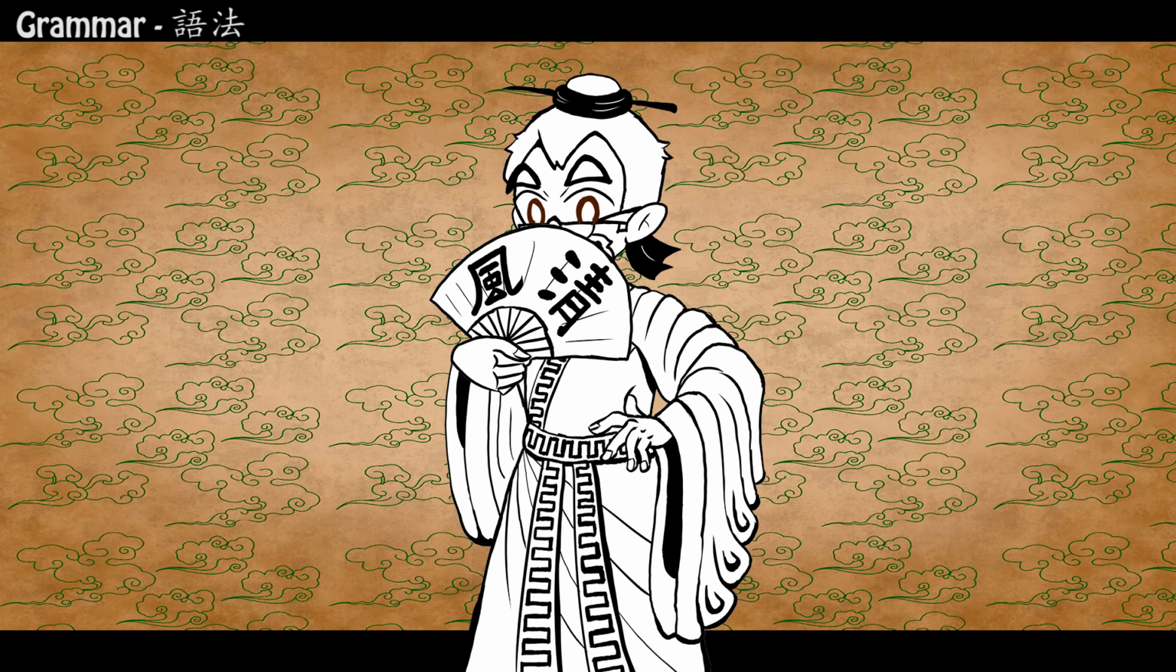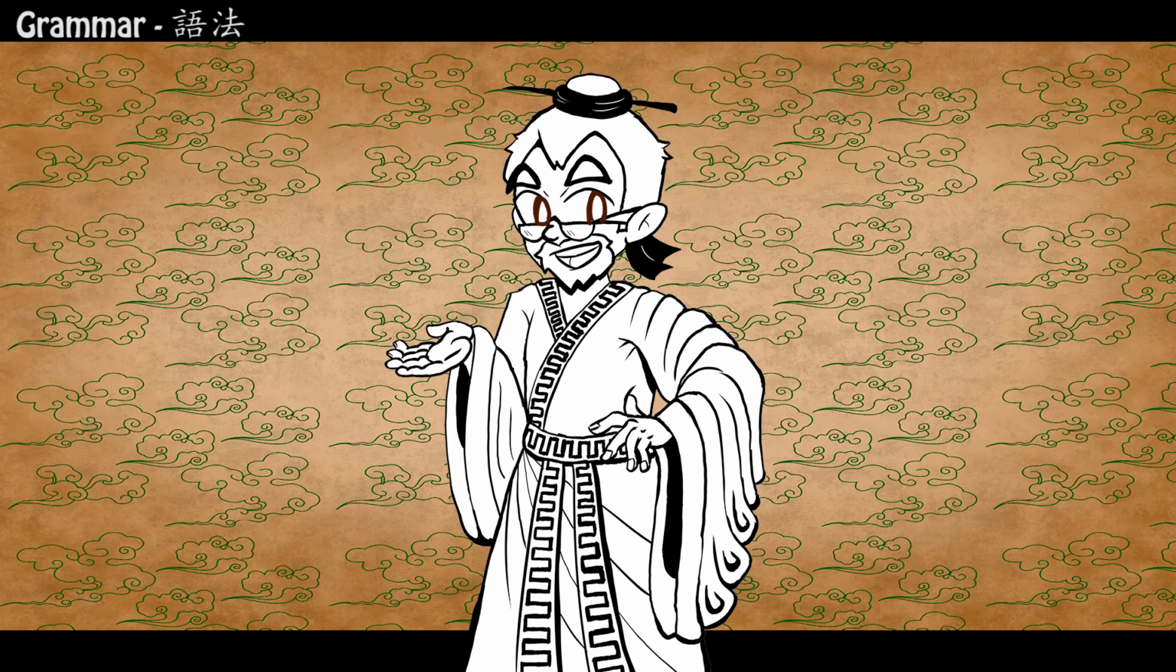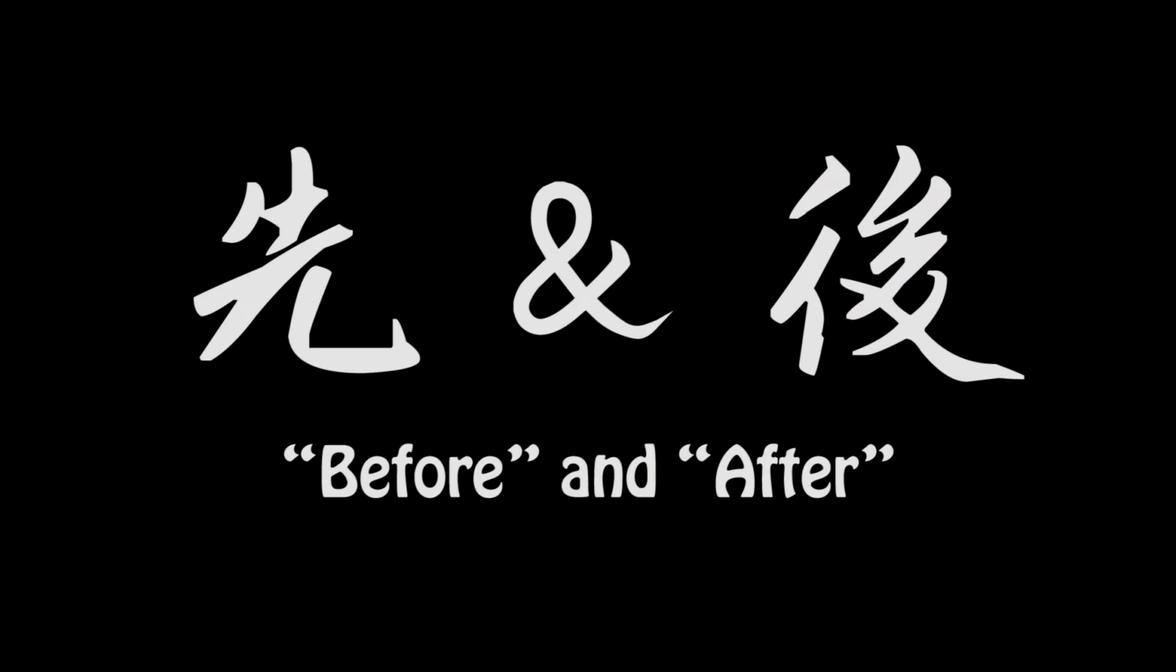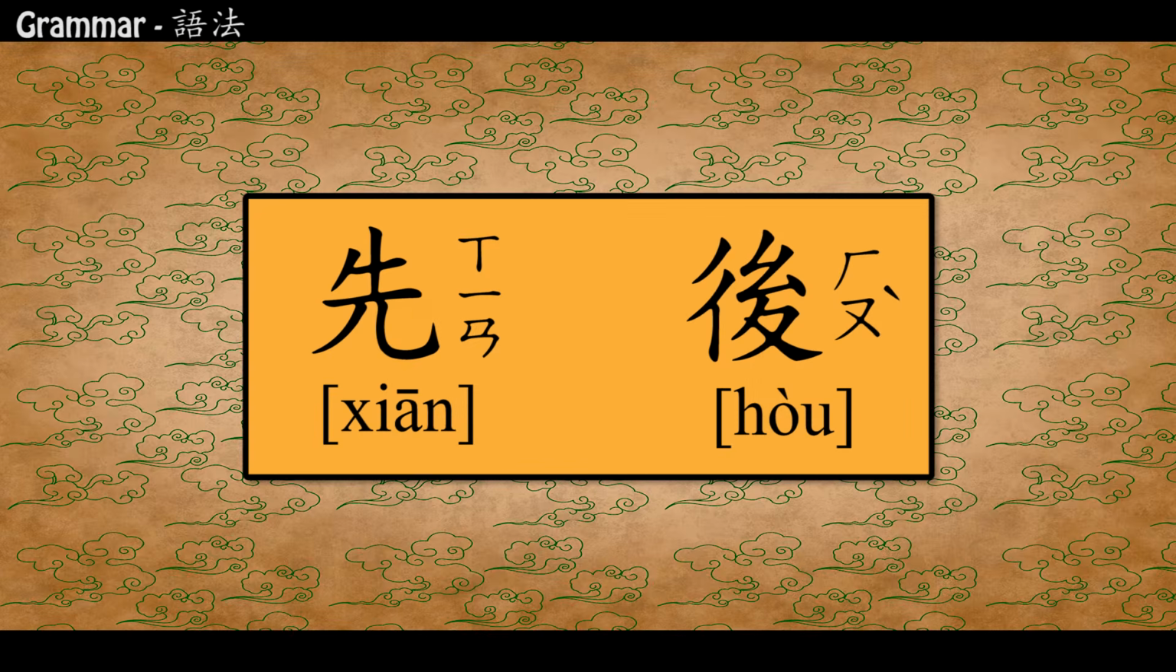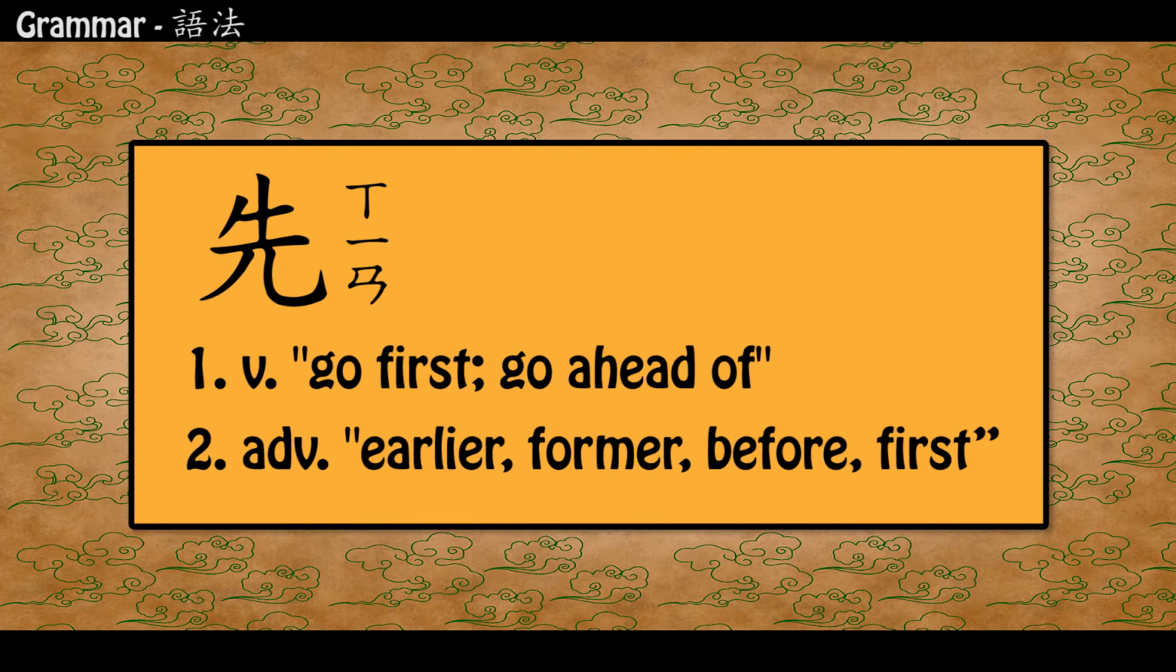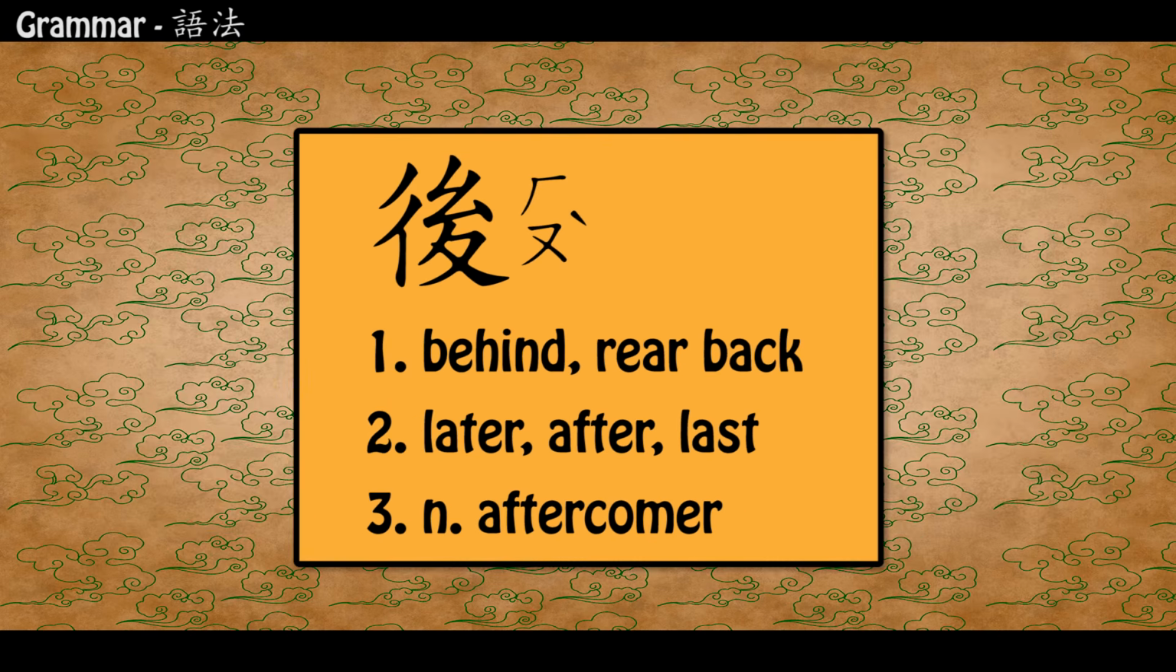With all these oughts and shoulds, you likely wonder what comes before and what comes after, which brings us to the last grammar point for today. 先 and 后, before and after, are two characters that are often seen together. 先 started out as a deed word, meaning to go first or go ahead of. Most often, we see it used as an adverb meaning earlier, former, before, first, etc. While 后 means after, behind, to come later, and so on.